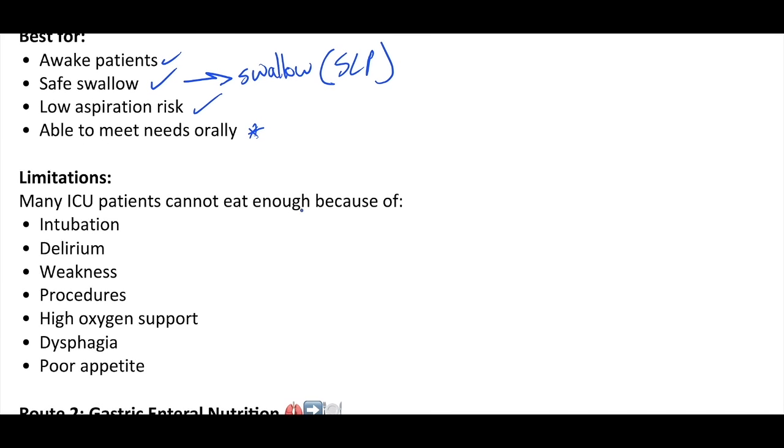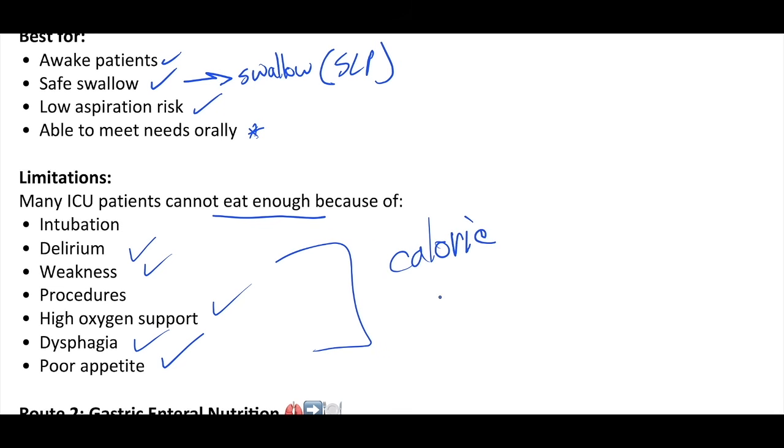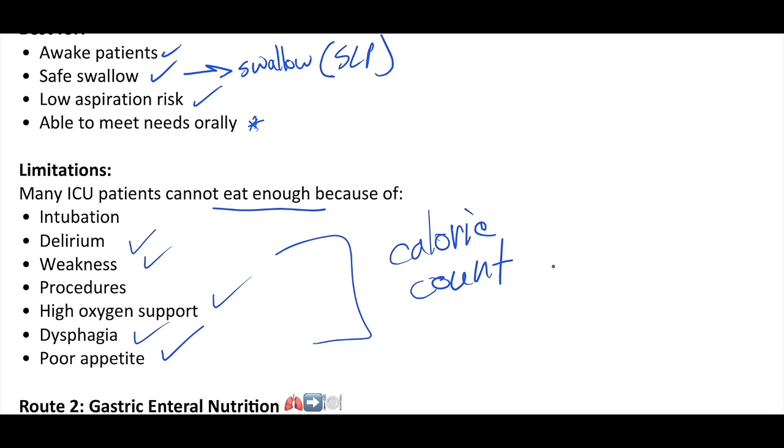Limitations here, many ICU patients cannot eat enough. We just talked about that, right? Are they delirious, weak, on high oxygen support, can't swallow safely, poor appetite, all these things. So sometimes for these patients, we're doing something called a calorie count, which is literally when we monitor how many calories they take in. All right, that's route 1, oral enteral nutrition.